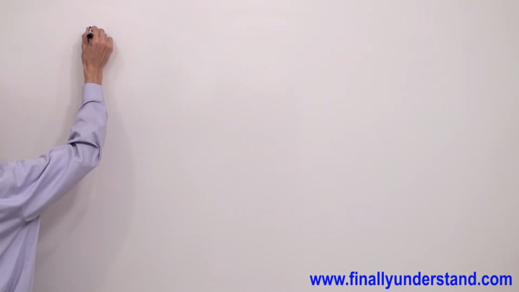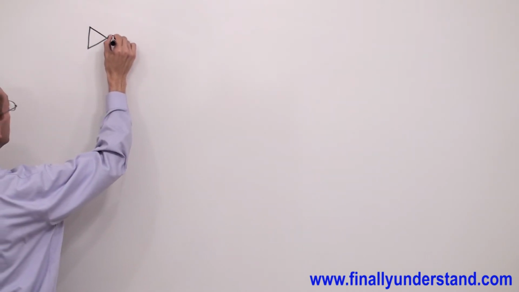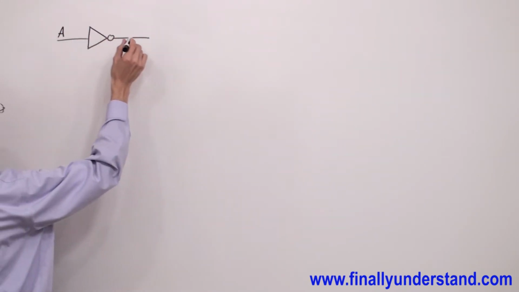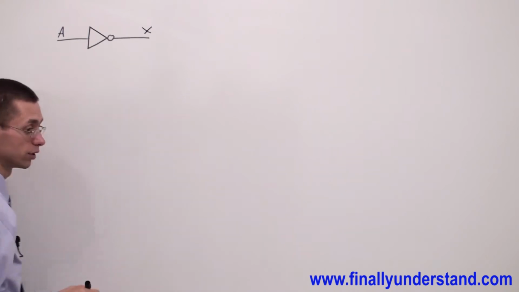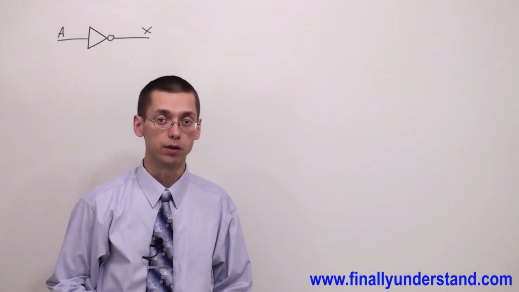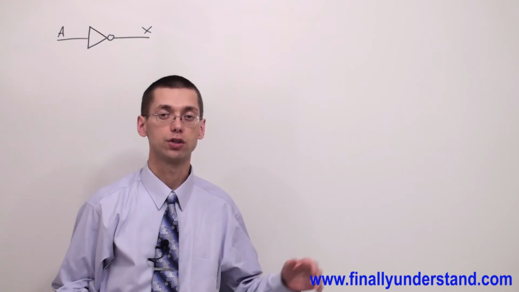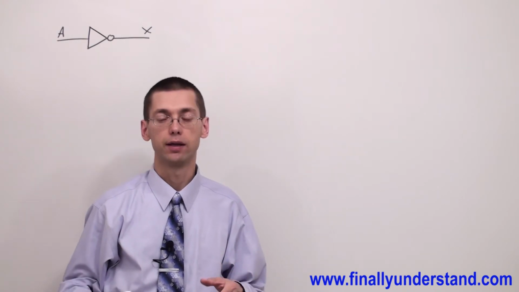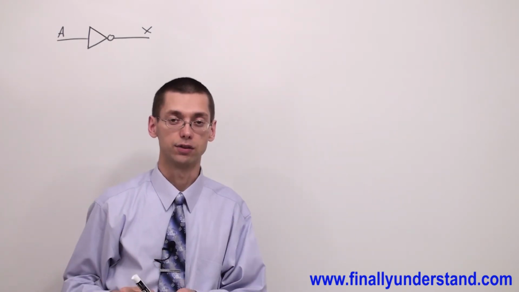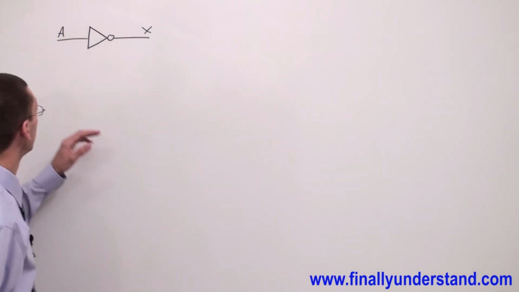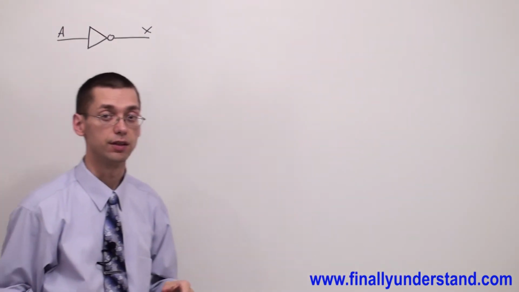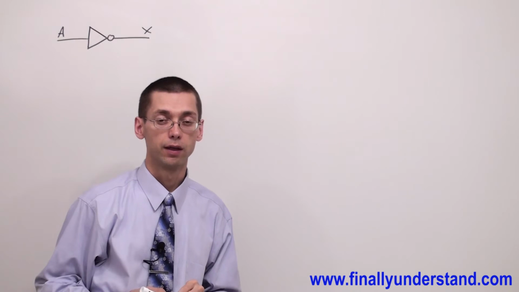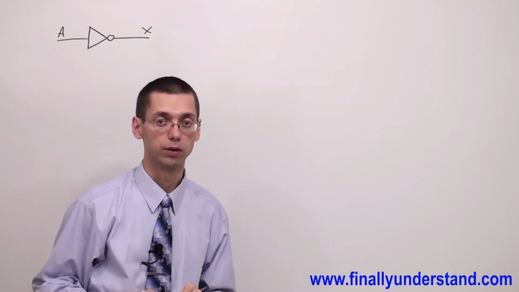They look like this. We have simply a triangle, a bubble, and we have the output, and this is the input. Input A and output X. Please notice that we are going to label inputs of the logic gates by the first letters of the alphabet, and outputs we are going to label by the last letters of the alphabet. So if you see letters like A, B, C, D, E, F, it means that we talk about the inputs. Anytime you see letters like X, Y, Z, we talk about outputs.